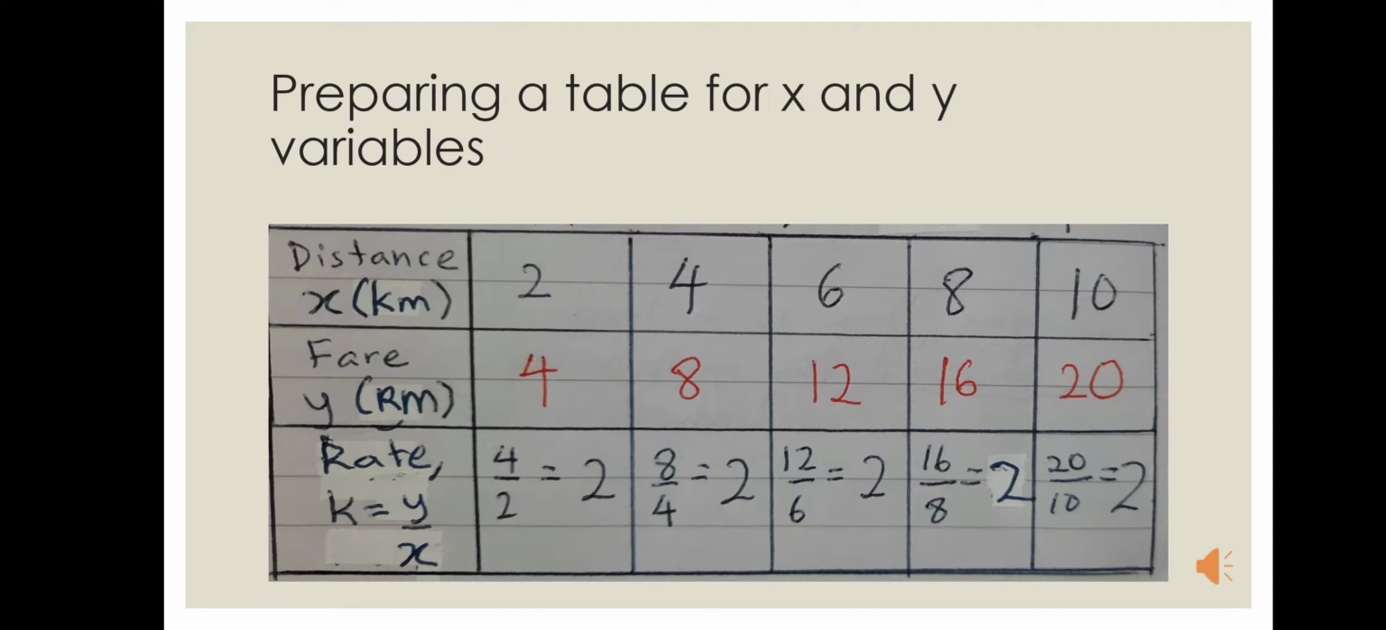Now, we are preparing a table for x and y variables. In the table, you have the variable x in kilometer for the distance, y in RM for the taxi fare. Then after that, you may find the rate k equal to y over x. After you have calculated the taxi fare, now let's try to find the value of k. You may see that the value of k is consistent.